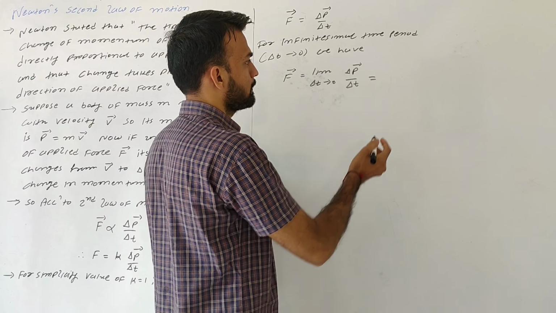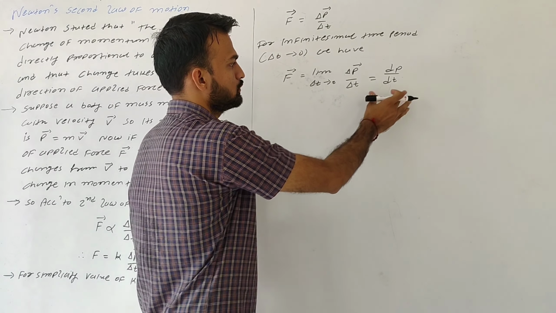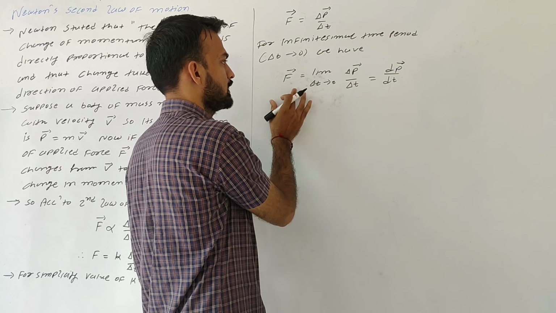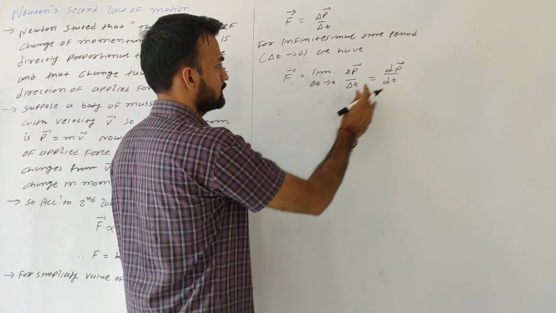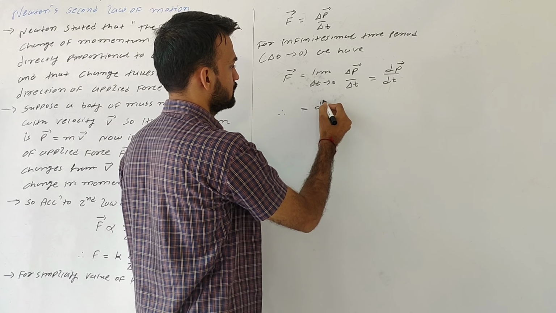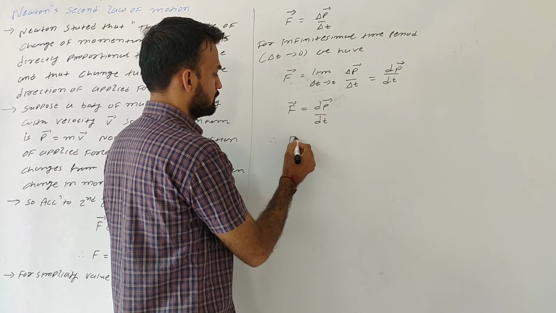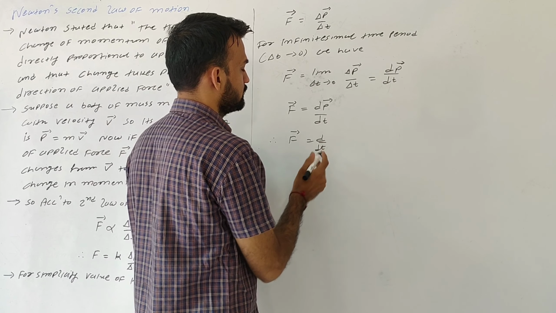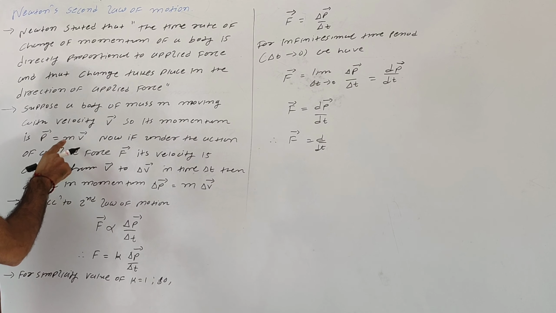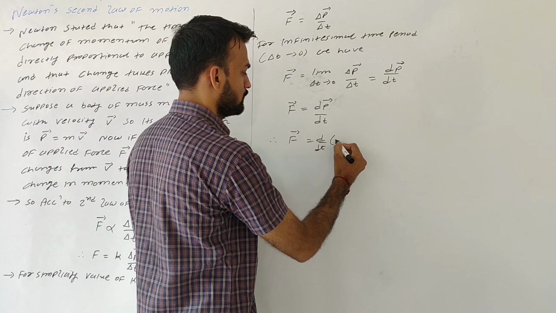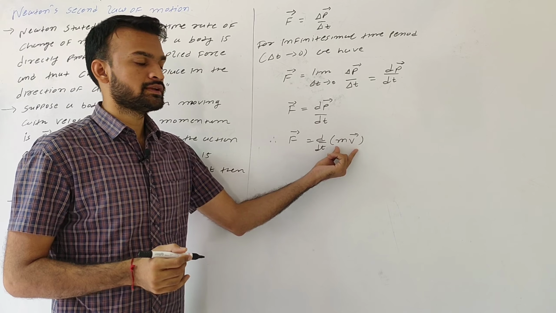So it becomes what? Differentiation of momentum with respect to time. So here we have F is equal to dp by dt. Therefore I can say F is equal to dp by dt. Okay, here we know that it is the differentiation of momentum, and momentum p which we have is equal to mv over here. So d by dt of mv.